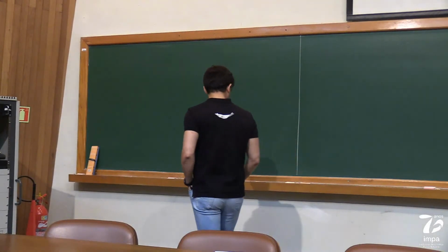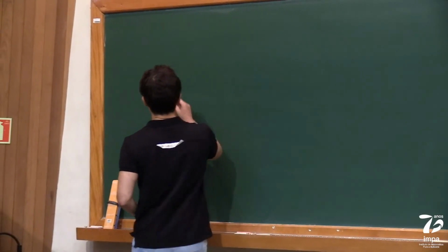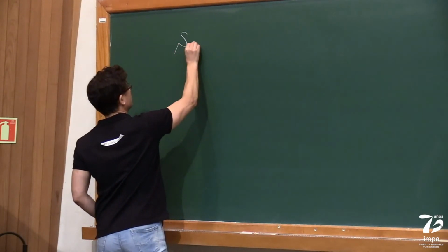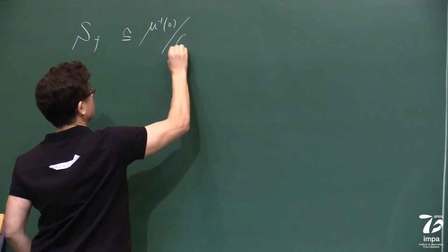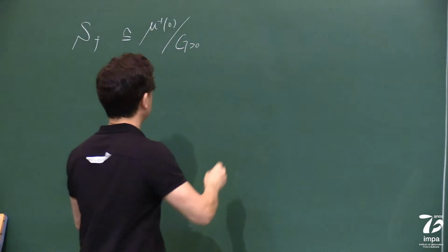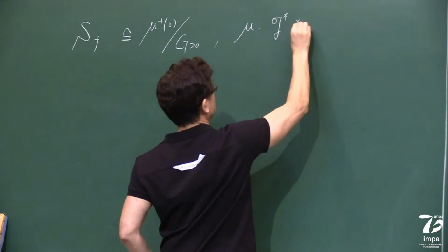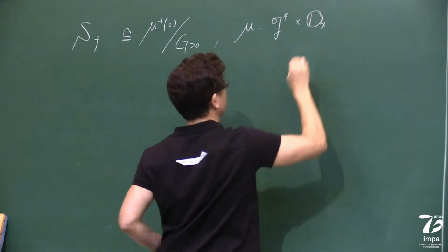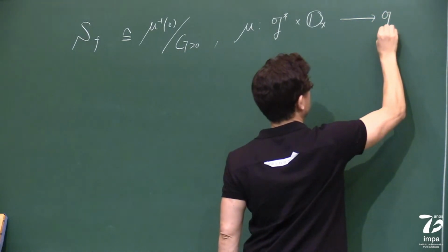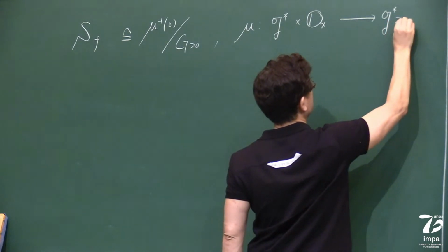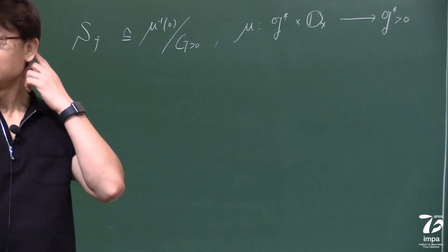Okay, so last time I explained that the Slodowy slice can be obtained by Hamiltonian reduction, where mu is a moment map from the product of G star and some orbit of G positive to the dual of the Lie algebra of G positive. And any question about last time?